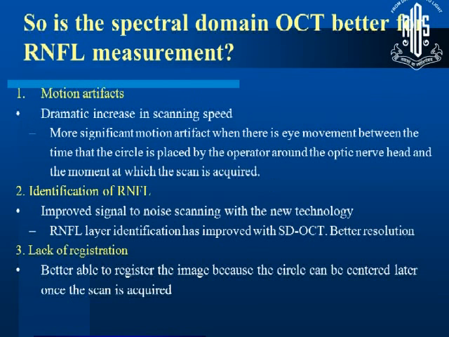So is the spectral domain OCT better? Well, where motion artifacts are concerned, there was a dramatic increase in scanning speed. So before the patient's eyes could move away, the scan was taken. So that in effect was one advantage. There is improved signal noise scanning with the new technology because of better resolution. So the identification is better, and that's probably why some reports have come out as to the SD-OCT being able to detect progression or change much before and much better than the Stratus OCT could.